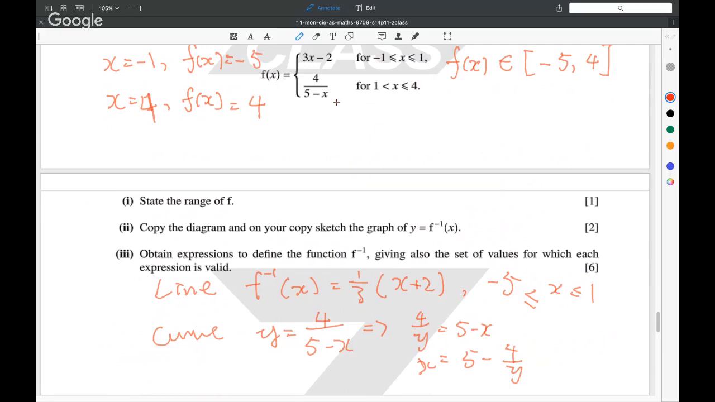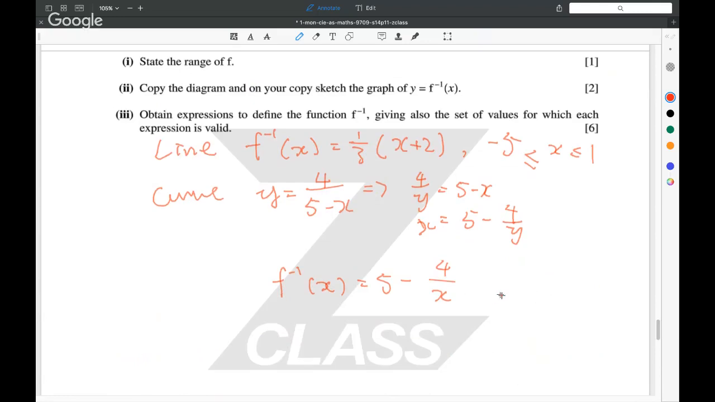So the range of the original function is just x is greater or equal to 1 and less or equal to 4.